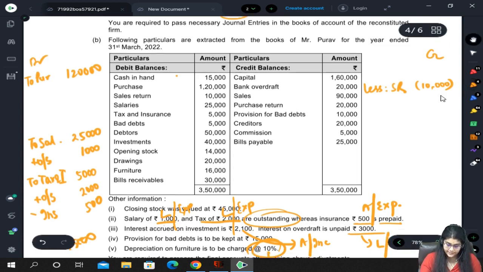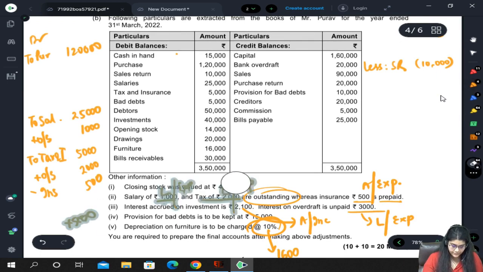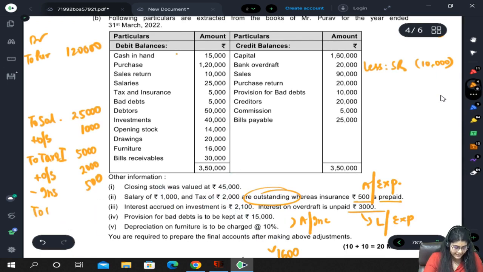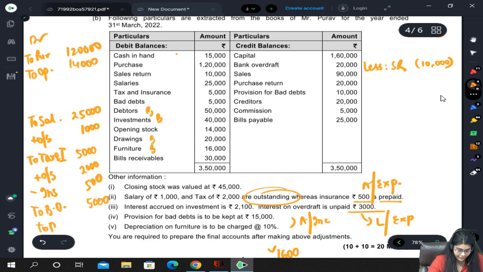Next we have bad debts, 5,000. Debtors will go in the balance sheet, investments in balance sheet. Opening stock, 14,000. Drawings will go in balance sheet, furniture balance sheet. Depreciation, we have to charge on furniture of 1,600. Bills receivable also balance sheet. Capital balance sheet, OD balance sheet. Sales, by sales is 90,000.